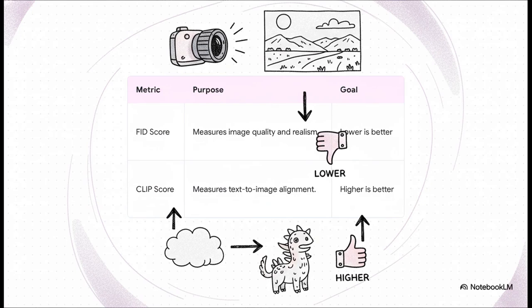So how do researchers even know if all this is working? Well, they mainly use two key scores. There's the FID score, which measures the overall quality and realism of the images. For that, a lower score is better. And then there's the CLIP score, which measures how well the final image actually matches the text prompt you gave it. For that one, a higher score is better.